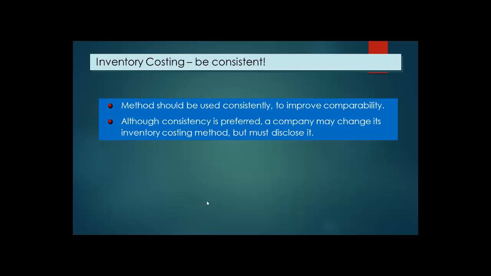The important thing to know here is to be consistent. You simply cannot switch back from LIFO to FIFO at will. You have to pick a method and stick with it. However, you are allowed to change occasionally, but you have to disclose it. Probably one of the most common reasons to change is because one company is taken over by another company, and the first company was using LIFO and the second company is using FIFO, and they say you've got to use our method now. But the important thing is you have to disclose it in a note in the financial statements.